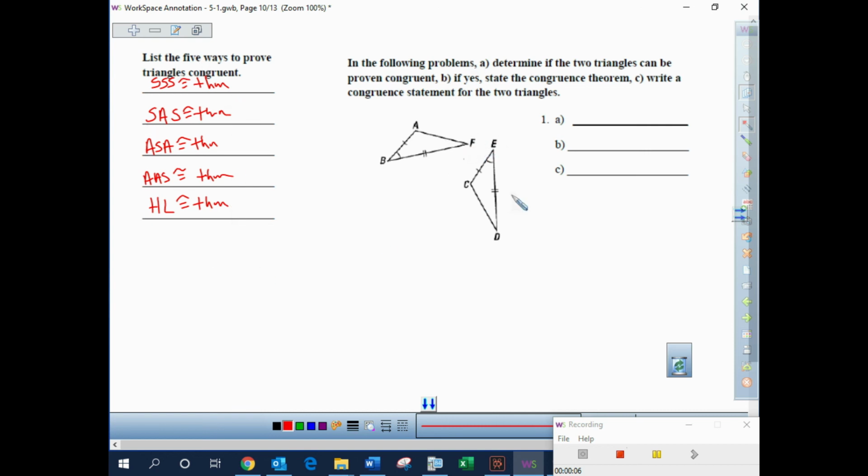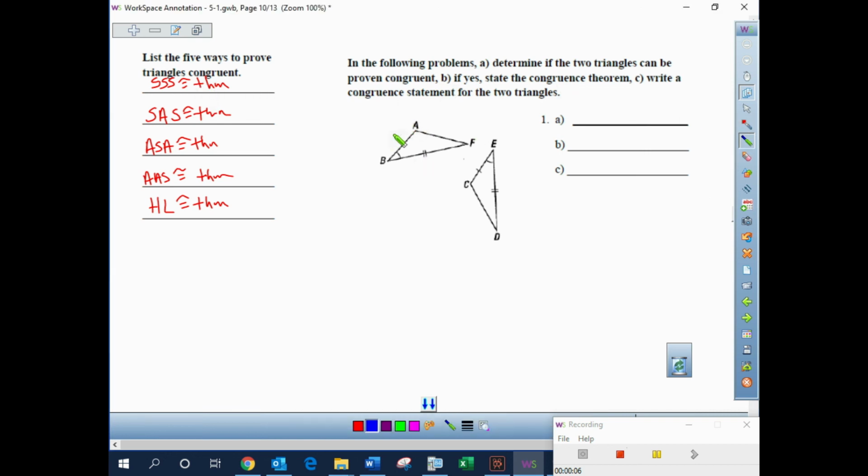Let's check out these problems here. It says, A, determine if the triangles can even be congruent, so yes or no. If we say yes, then B, state which one of these 5 congruence theorems we used, and then C, write a congruence statement. So let's dive in. First, let's see if any of these ways work.